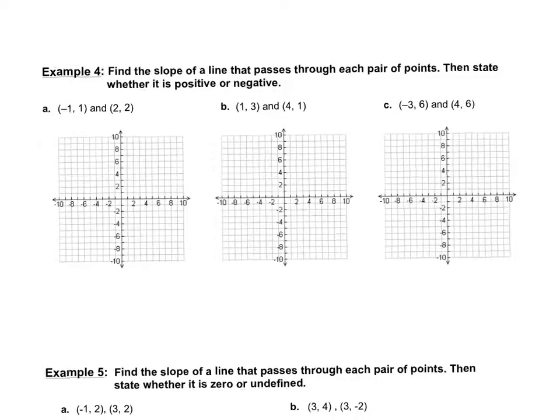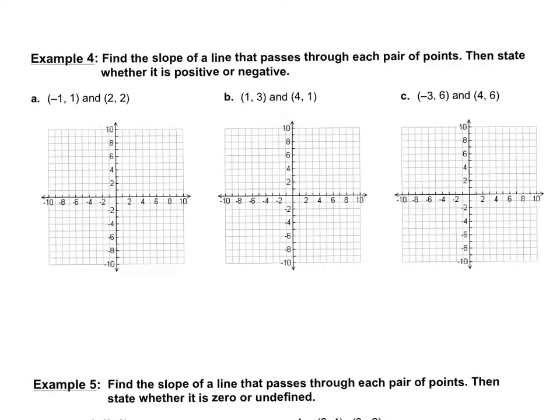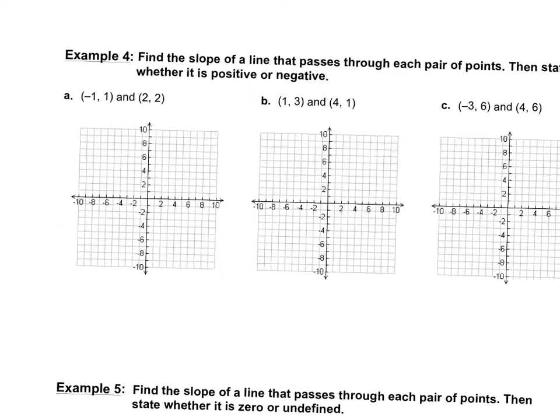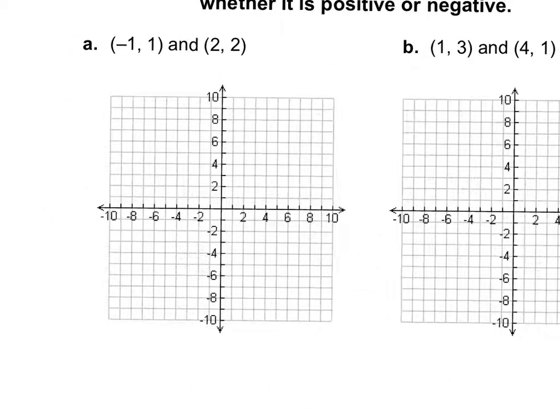Find the slope of a line that passes through each pair of points and then state whether it is positive or negative, or if it's flat or 0. So let's look at this. First of all, we're going to plot our points. We can plot -1, 1, remembering that coordinate pairs are always ordered as x, y. If you plot the 2 points, -1, 1, and 2, 2, you connect the dots, and remember that these are just representative of a section that goes on forever.